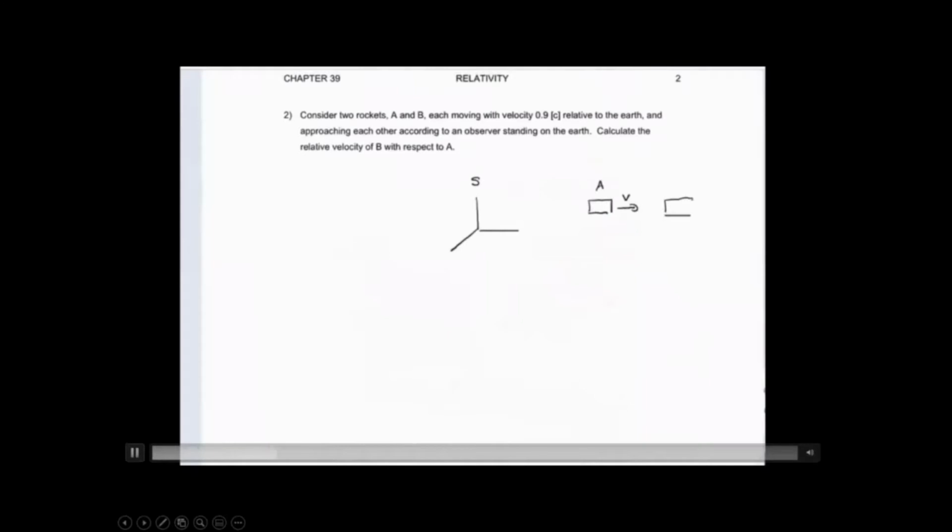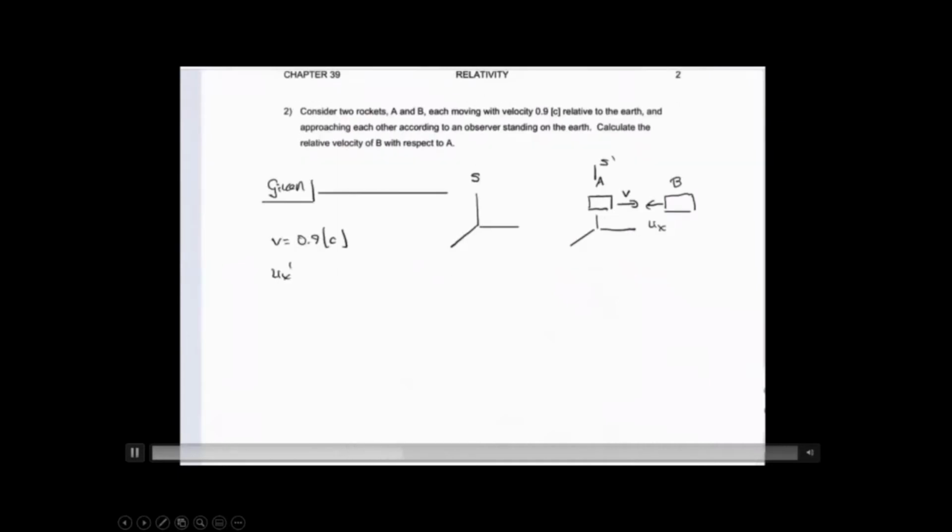All right, so we got two reference frames. Here's the Earth reference frame. A and B are moving towards each other. A is going to be our moving reference frame, and B is the object whose speed we're interested in. This reference frame is moving at 90% of the light speed relative to our reference frame.